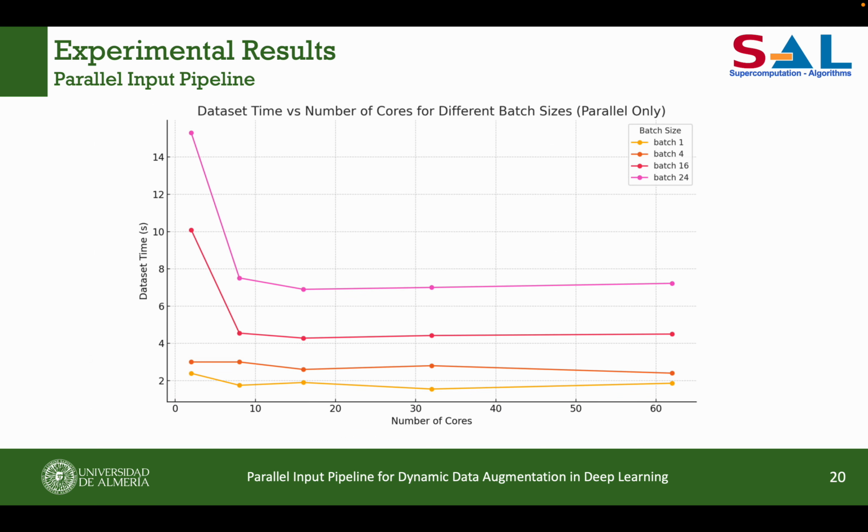Here we can see the variation of the number of cores that are used in the parallel approach. In pink, red, orange, and yellow, we can see the different batch sizes that are used in the experiment. And then in 3 cases, we can see that 16 is the most adequate number of cores that are used to parallelize the function. However, when having a batch size of 1, the best number of cores is 80.